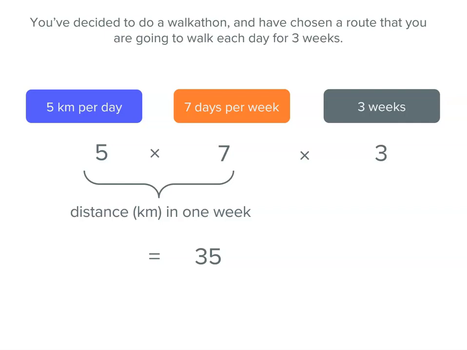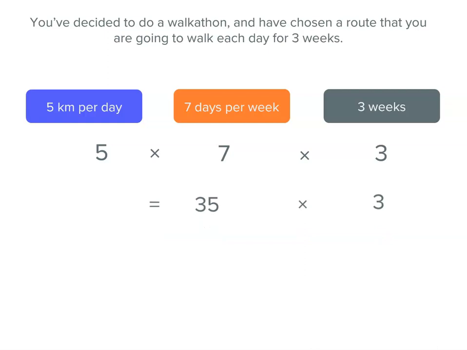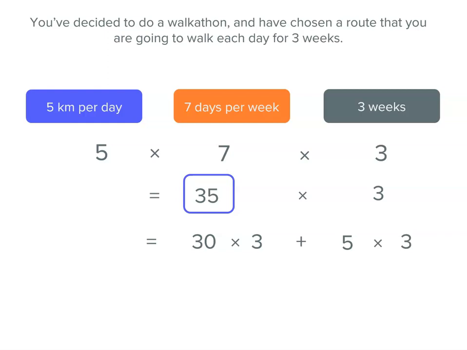But that's for 1 week, and remember you're doing it for 3 weeks, so we need to take that number and multiply that by 3. Now that's the distance in 3 weeks, so that's the total we're after. And we can multiply that by thinking of 35 as 30 plus 5. So when we multiply now, we can work it out as 30 multiplied by 3 plus 5 multiplied by 3.